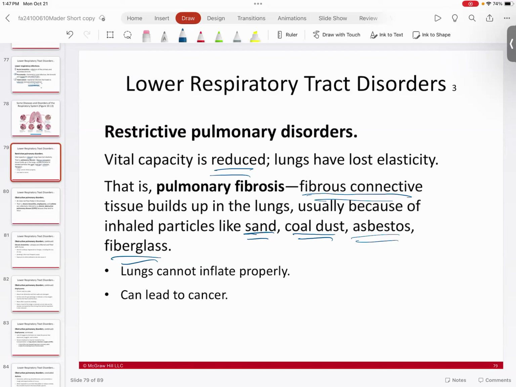And so some of these, like for instance with asbestos, can lead to cancer. For instance, mesothelioma, right? We've seen all the commercials. If you or a loved one has worked with asbestos and may be subject to mesothelioma, call this, because we want to make a lot of money off of you by going after whoever it is.